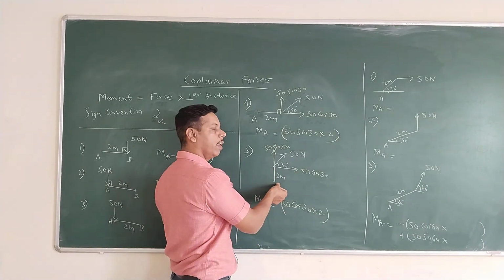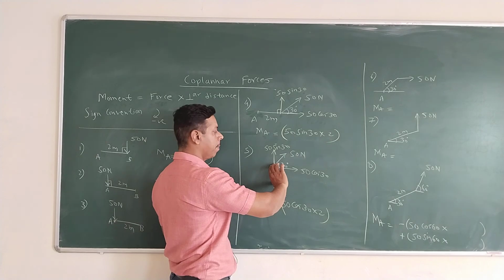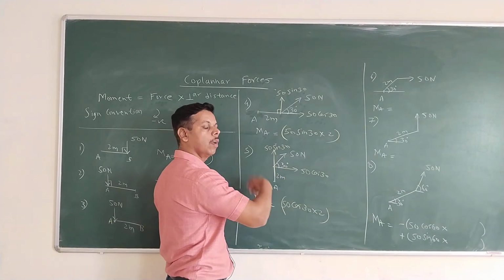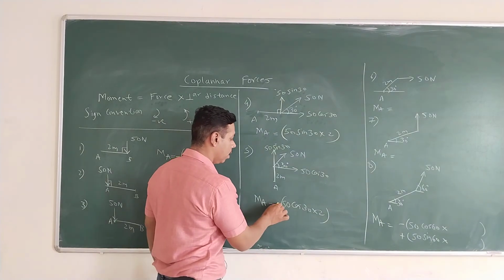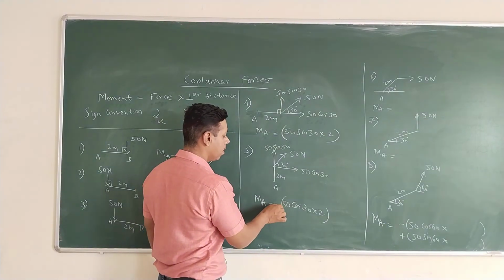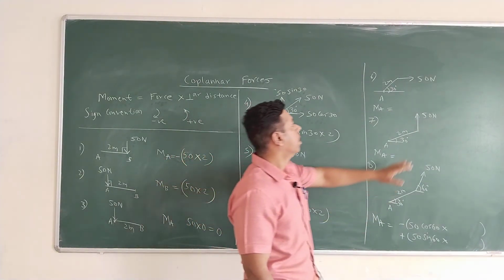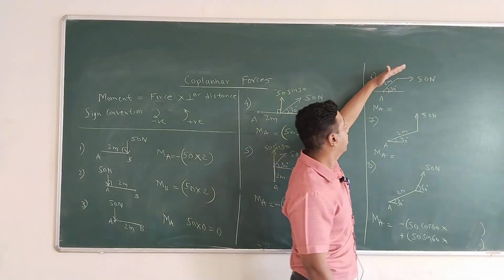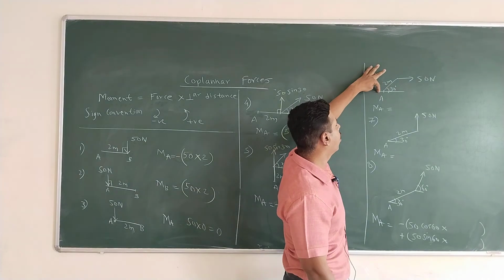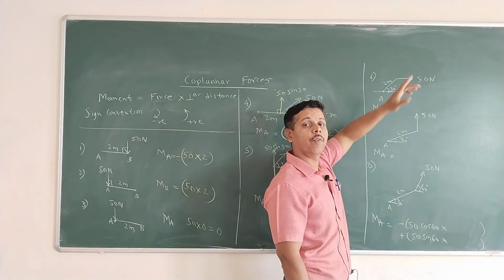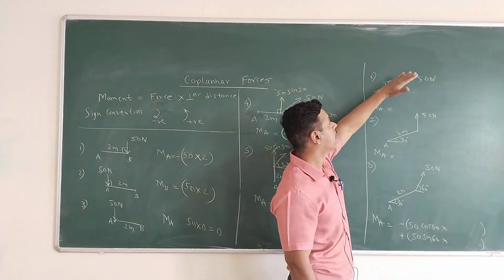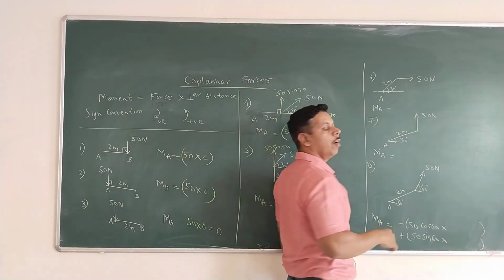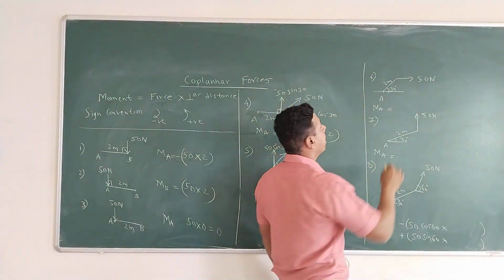Okay, fixed finger is at A, moving finger is over here, and force is traveling in clockwise direction, so sign convention is negative. Next, 50 is a horizontal force and it is applied on the rod of 2 meter at an angle 30. The force is not inclined, the force is applied on the rod, that rod is inclined. So we have to find the perpendicular distance.